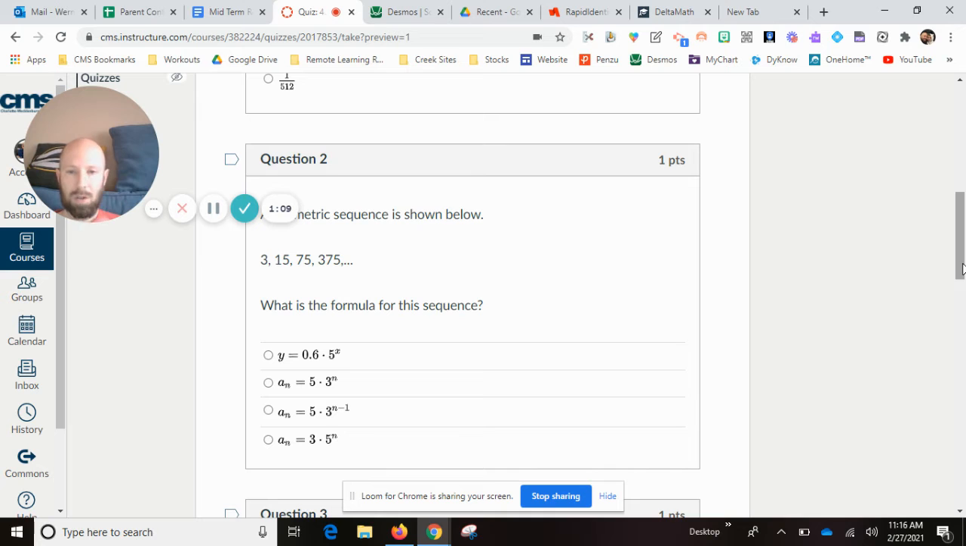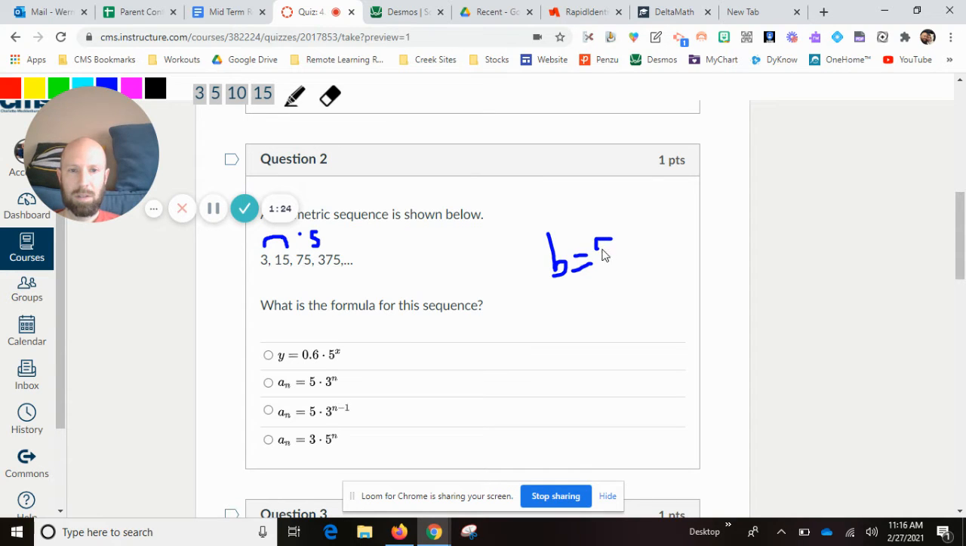Geometric sequence below, what is the formula? So if we take a look, this is a times 5 pattern. So that means our B is going to be 5. So that means it could be the first one. Nope, can't be this one. Nope, can't be that one. So it could also be our last one.